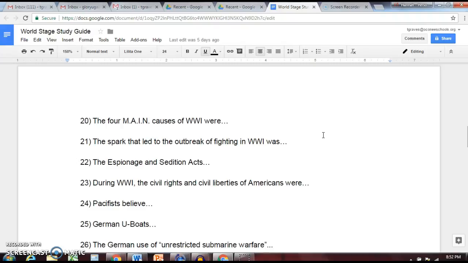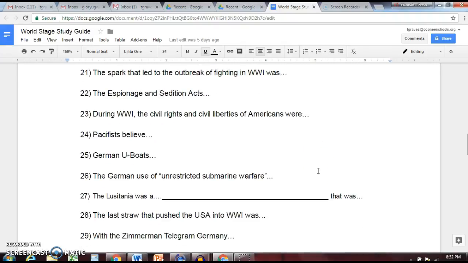He was sentenced to jail for 10 years, only served 3. Number 23, during World War I, so that means the civil rights and civil liberties of Americans were being violated during World War I. The Sedition Act would be a clear example of that. Number 24, pacifists believe that there's never a justification for a war. They love peace.